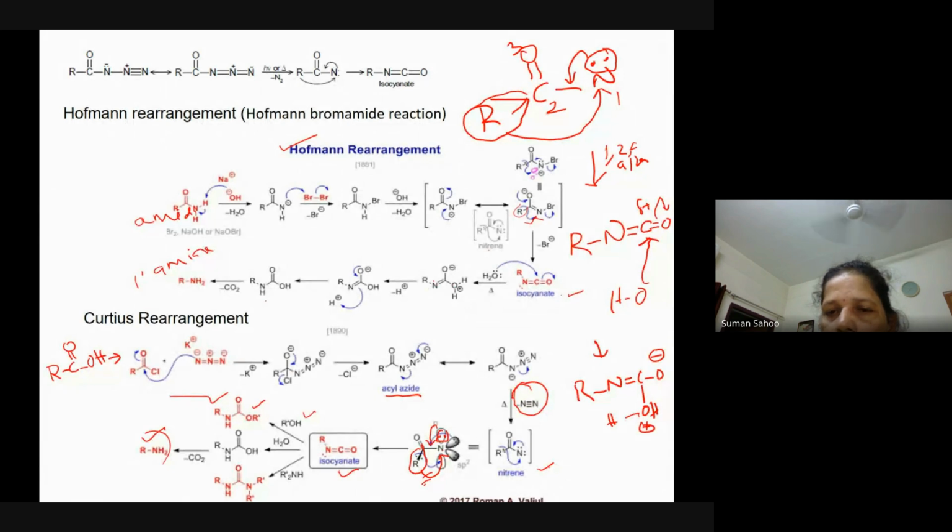You just see this one, okay, water attacks this carbonyl carbon, okay, so now this forms, and this H plus will be removed and taken out by this nitrogen, RNH. Again this proton will be removed, RCOO minus is formed, and that will give you your amine.